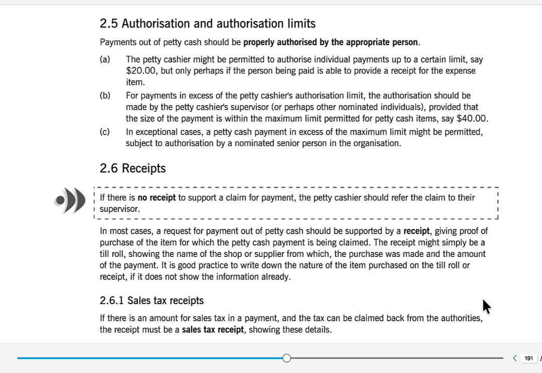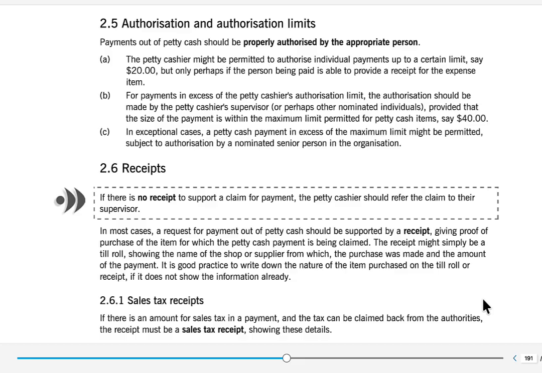What does authorization mean? Authorization means permission. It means someone with authority says, yes, this payment is allowed. Only then the petty cashier should pay the money. So the petty cashier does not just pay because someone asks. The petty cashier pays only when the payment has been properly approved.